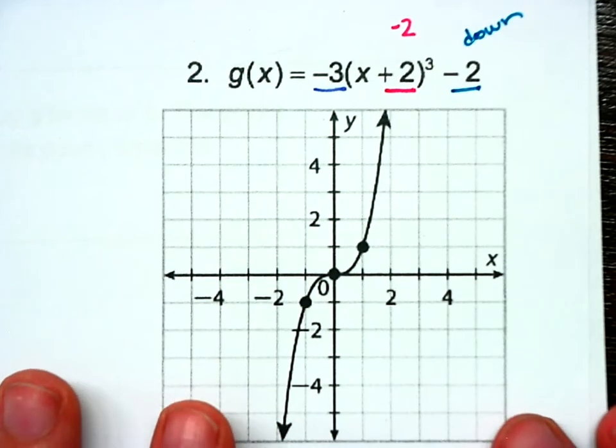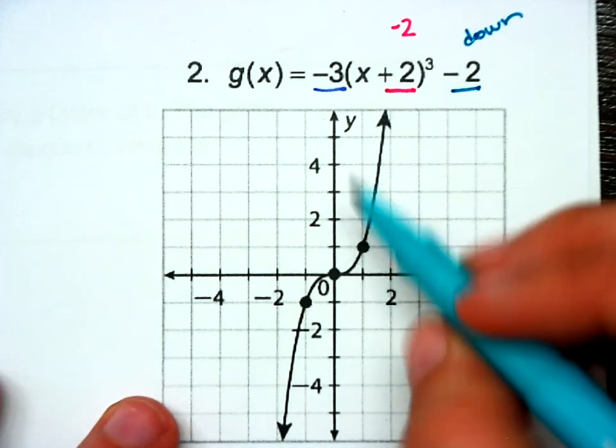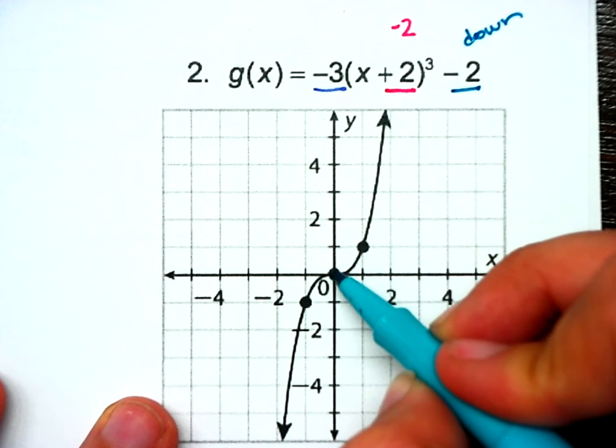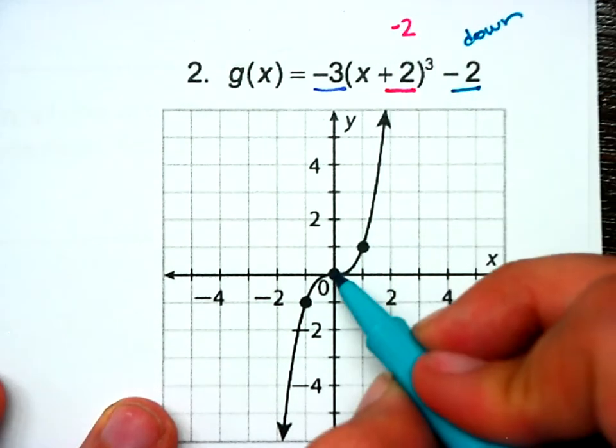Okay, let's try it out. So first, let's plot our origin, or that middle part, and then we'll go from there. So let me do this and do it in blue again. Okay, so normally we're at 0, 0. This time we're going to go to the left 2 and down 2. So left 2, down 2.